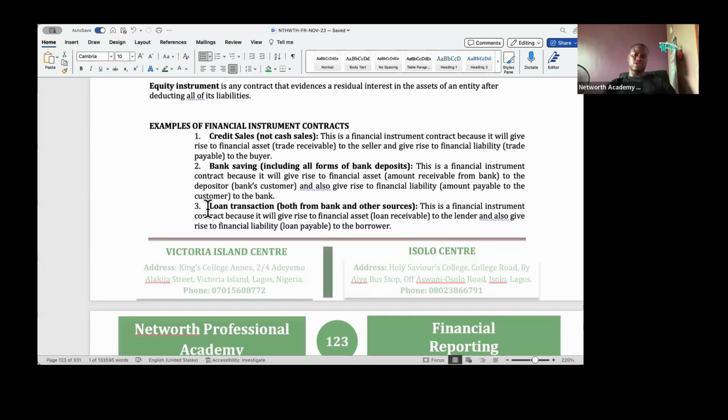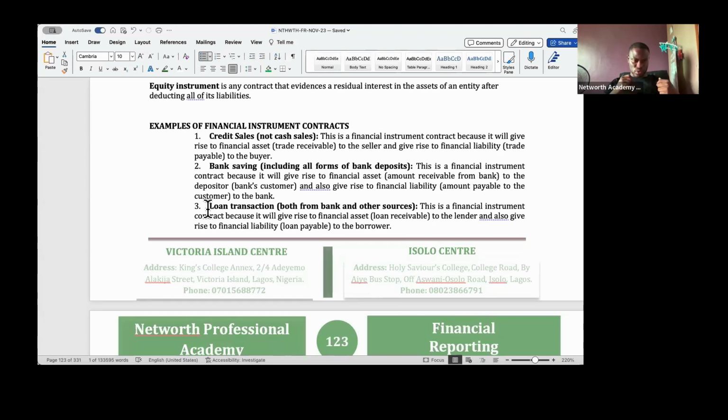Another one is a loan transaction. Loan transaction, whether you borrow money from the bank or from any other source, whether from a friend or whatever. This is also a financial instrument contract because it will give rise to financial assets to the lender, because that lender now has the right to receive cash. He will collect interest. He will also collect principal at maturity.